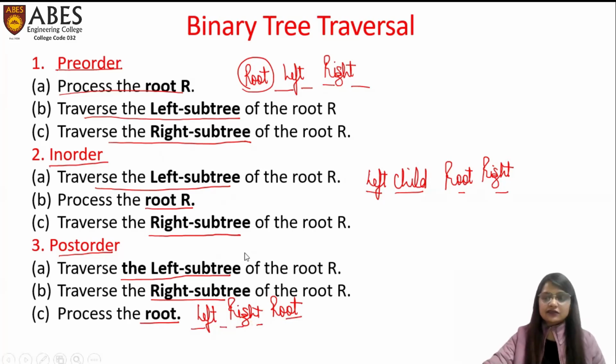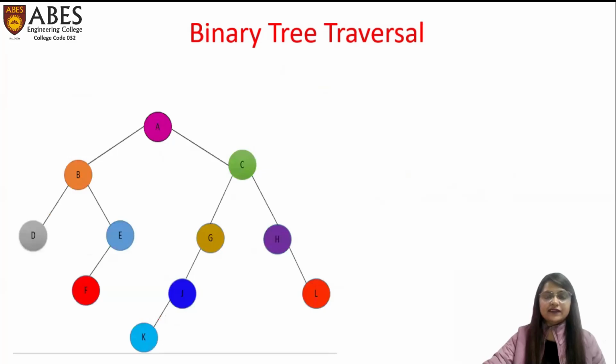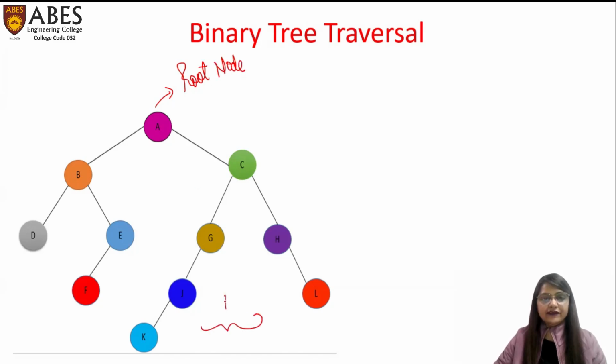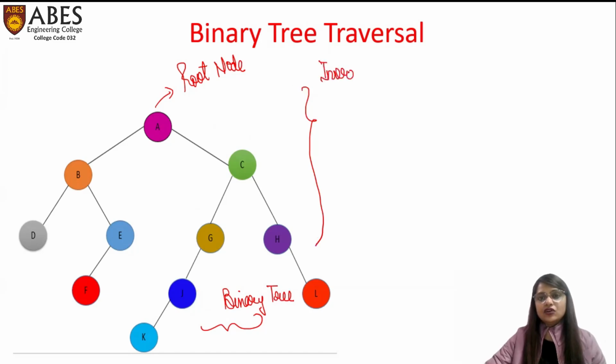Let us understand all these traversal techniques with the help of an example. This can be considered as a root node. This is the diagram of a binary tree. We have already understood all these terms, binary tree, root node, in our previous lecture. First of all, we will focus on in-order. In case of in-order, we have to traverse the left child first, then root node, and then right child.